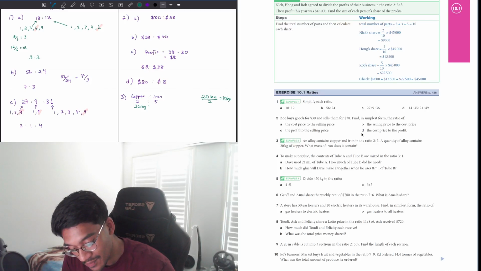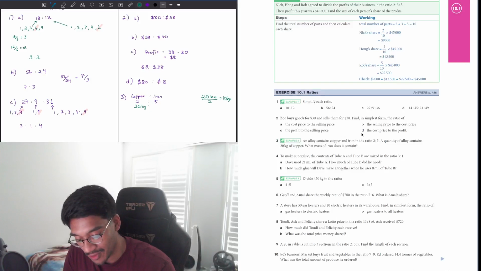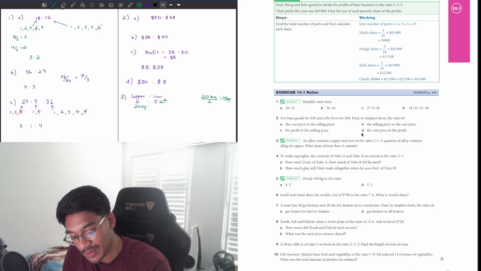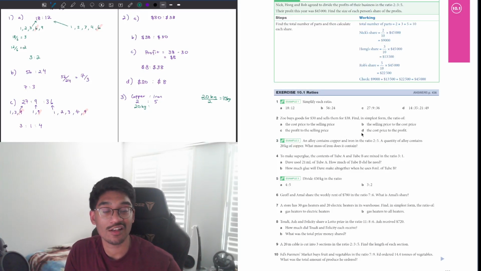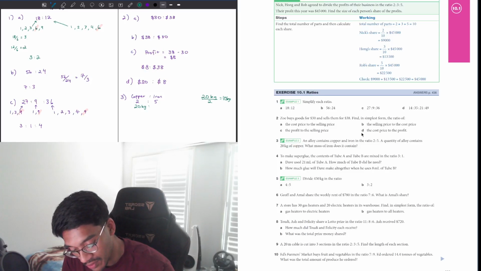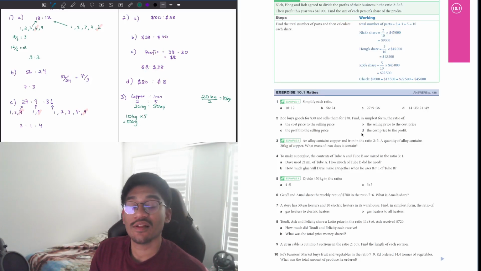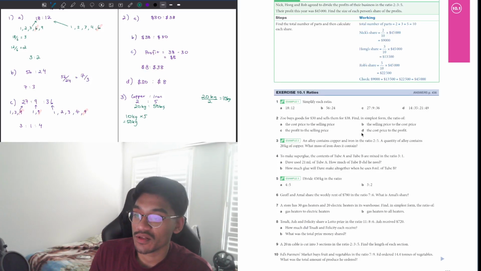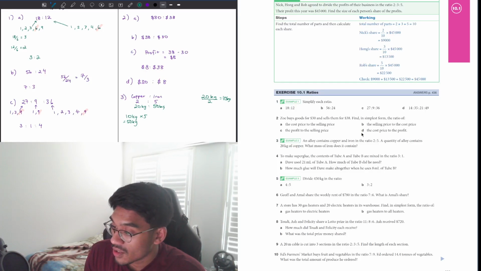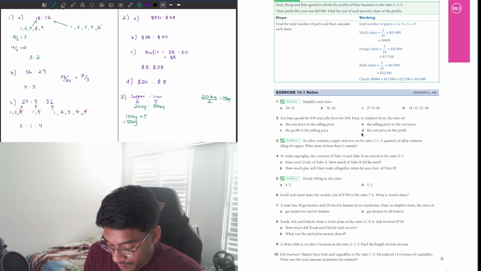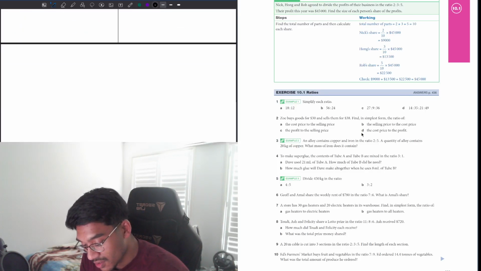Now we see here that we have 5 parts of iron, right? There's 5 parts of iron. So we take the value of 1 part and times it by 5. We know the value of 1 part is 10 kilos. So we times that by 5 parts, we get 50 kilos. So in this sample, if there's 20 kilos of copper, there's going to be 50 kilos of iron. That's done. I'll open a new page.